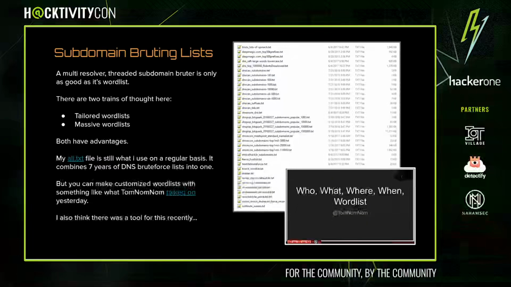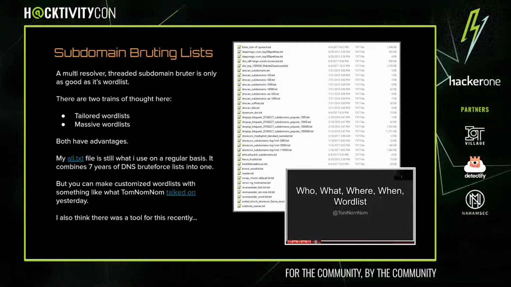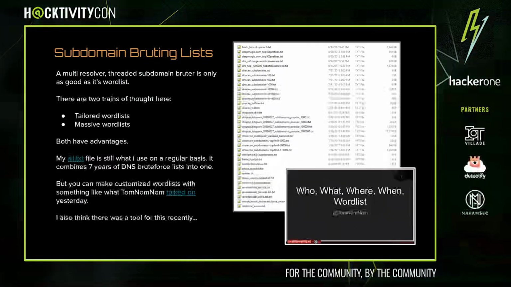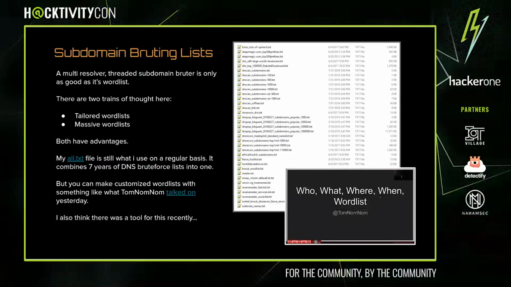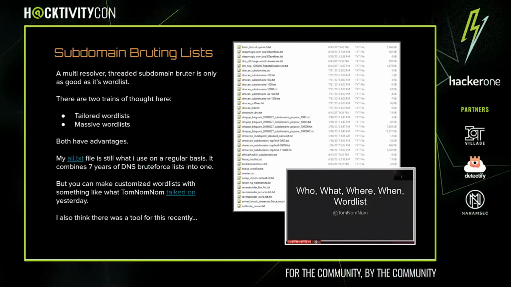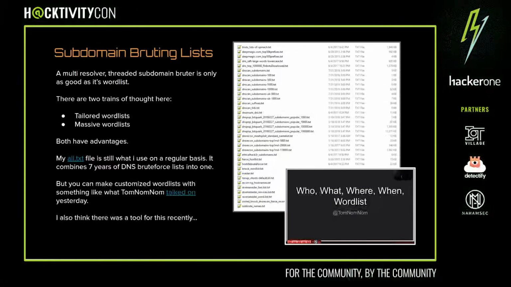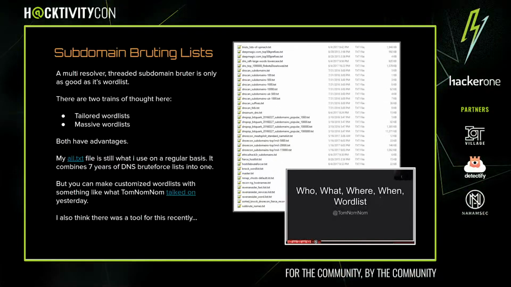One is a tailored word list that you build yourself, and Tom Nom Nom at NahamCon, the conference that Ben did a month or two back, talked about building your own word lists, which is awesome because then you could build a word list that focuses on your target and stuff that they might be running. I suggest you watch that talk on that kind of method. And then you have massive word lists, which tend to be what I use, but both have advantages.